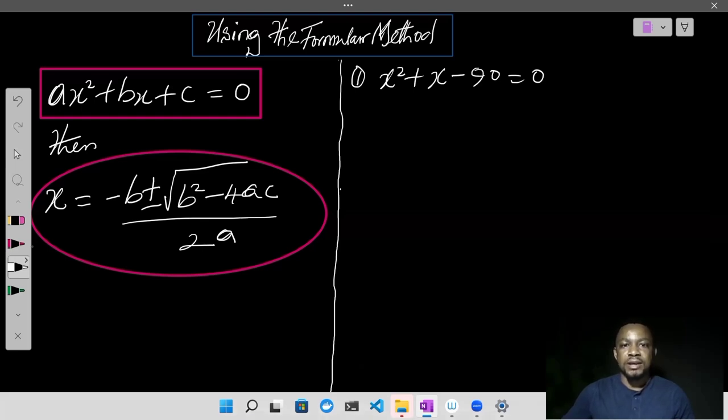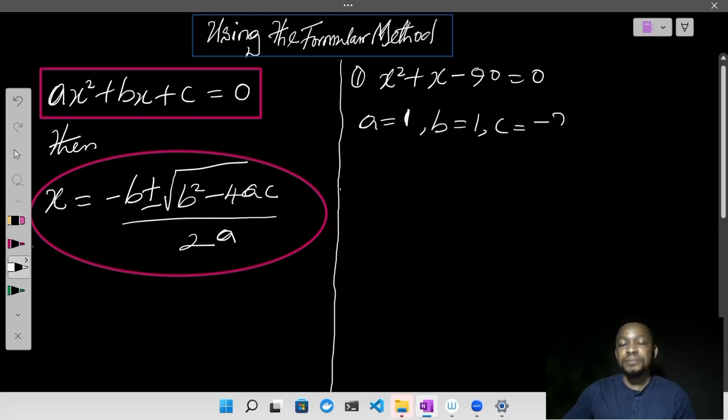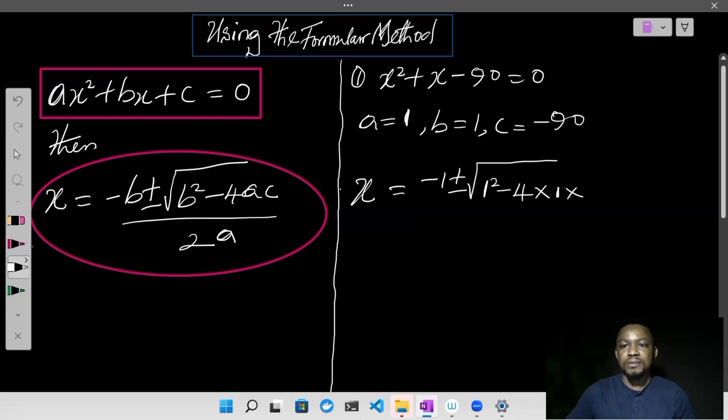Then we now know that our a, which is the coefficient of x squared, is 1, because x squared is the same thing as 1 times x squared. Then for x, we have b equals 1, and our c is equal to minus 90. With this in place, we can just plug into our formula, so that we have x equals minus 1 plus or minus the root of 1 squared minus 4 multiplied by 1 multiplied by minus 90, everything divided by 2 multiplied by 1.